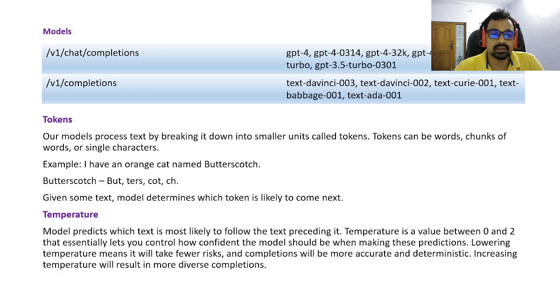Temperature. As I mentioned, the model predicts which text is most likely to follow the text preceding it. The temperature is a value ranging between 0 and 2 that lets you control how confident the model should be when making these predictions. Lowering the temperature means it will take fewer risks, and the completions will be more accurate and deterministic. Increasing the temperature will result in more diverse completions. So if you want your answers to be deterministic or constant, you should give it a lower temperature. If you increase the temperature, the model will look for diversified options and generate different values each time you run it.